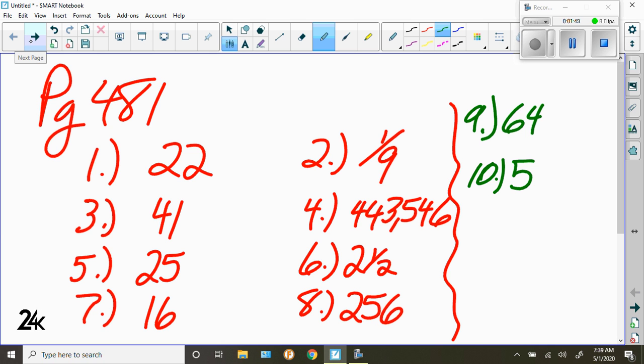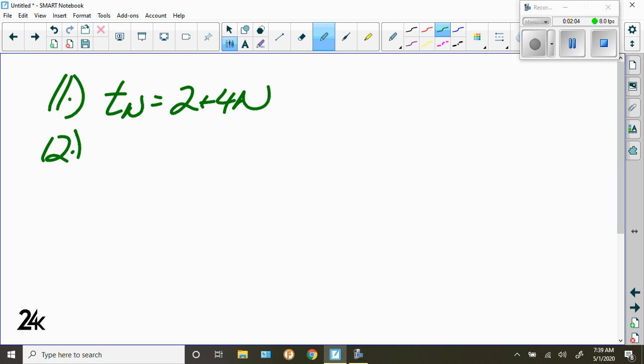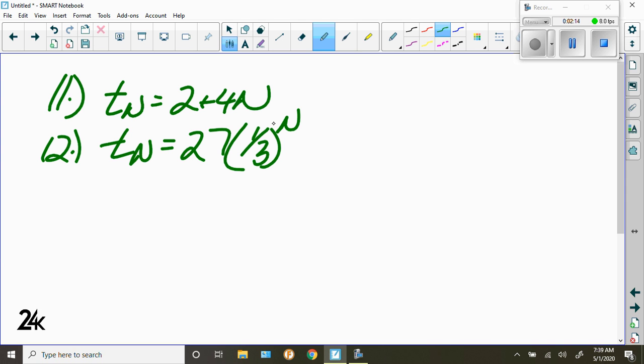Okay, now for the stuff where you had to write the equation. Number 11, if you did it correctly, you should have had 2 plus 4n. Number 12, if you did it correctly, you should have had 27 times a third to the n. Wowzer. Number 13.